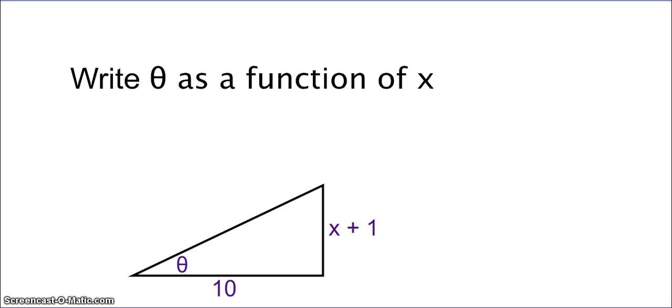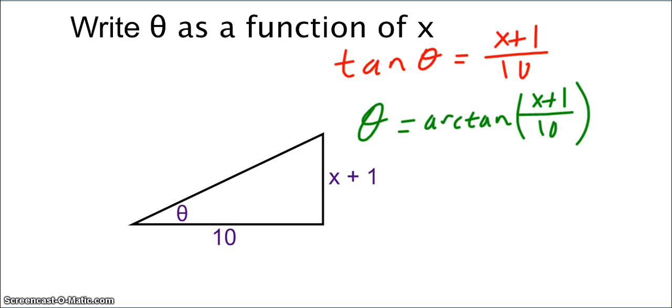Alright, last example, write theta as a function of x given this triangle. Pause the video, unpause when you're ready to check your work. Alright, so again, this is as simple as just writing tangent of theta is (x plus 1) over 10. I'm using tangent because I have the opposite on the adjacent side, and therefore if I want to write theta as a function of x, I just solve this equation for theta, and theta equals the arctan of (x plus 1) over 10.